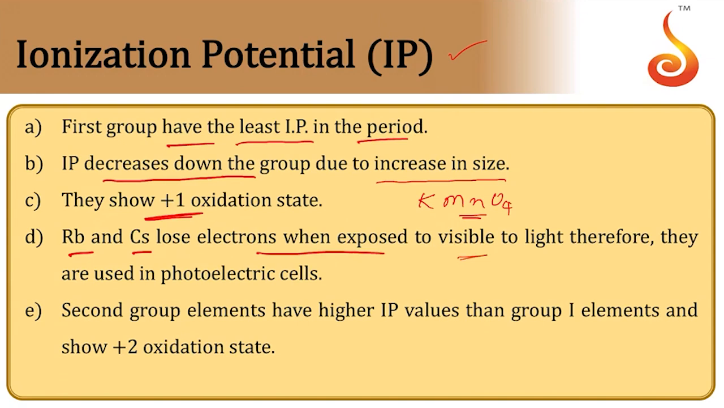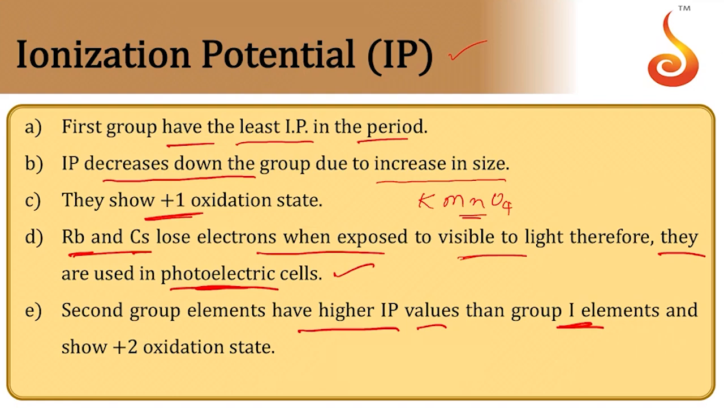Rubidium and cesium can lose electrons very easily when exposed to visible light. Because of larger size, they can lose electrons very easily, and therefore they are used in the construction of photoelectric cells. So rubidium and cesium can lose electrons very easily when exposed to visible light itself, and therefore they are used in the construction of photoelectric cells. Second group elements have higher IP values than the first group elements.